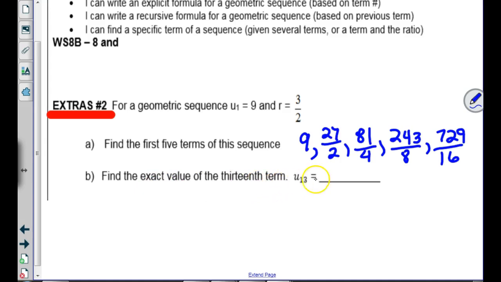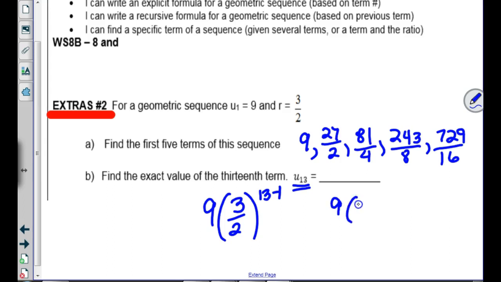Find the exact value of the 13th term of this sequence. Okay, this is going to be kind of painful. I don't know if my calculator is going to be real happy with me. But the first term times 3 halves, how many times? To get the 13th term would be 13 minus 1, or 12. So I have 9, and then I have 3 12 times on the top and 2 12 times on the bottom. I might have to do it separately if it won't do it as a fraction.